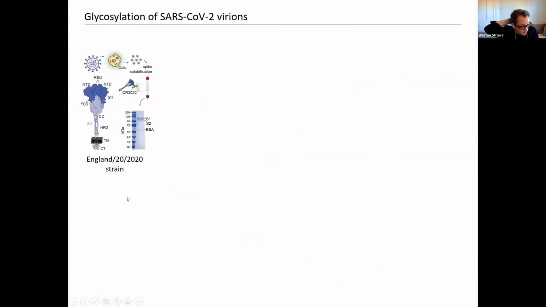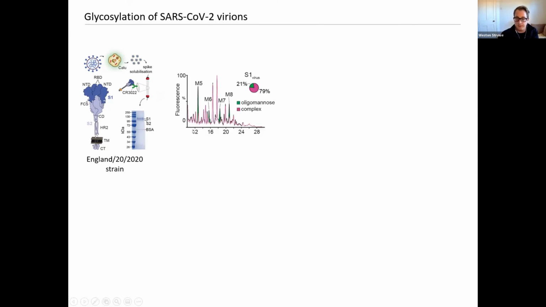So what we actually did is we took the England strain and we infected Calu-3 cells, which are human lung epithelial cells, collected the viruses, solubilized the membrane in detergent, and purified the spike using the CR3022 antibody, which Ray has mentioned. You can see that there are the S1 and S2 subunits, as well as a tracing like PSA.